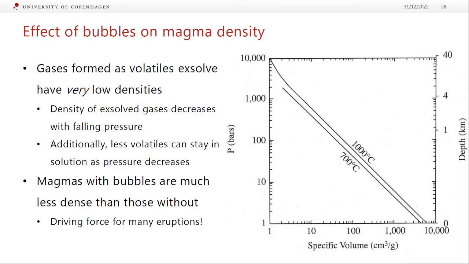This is a plot of, I think, water, as a function of pressure or depth at 2 different temperatures, 1,000 degrees C and 700 degrees C. Here it's shown as a specific volume, which is just the inverse of the density, and it's what people use for gases. You can see that especially at very low pressures, very close to the surface, these are incredibly low density. They expand to massive volumes. And so magmas which have bubbles in them are much, much less dense than magmas that don't have them. This can be a major driving force of magma moving up through the crust and eventually lava eruptions.